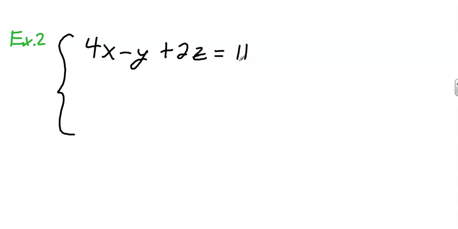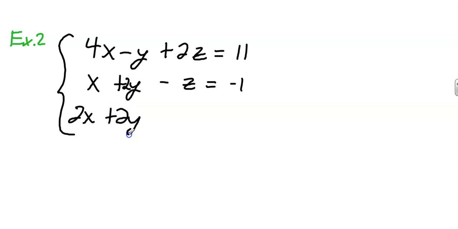So this one will go 4x minus y plus 2z equals 11. We'll go x plus 2y minus z equals -1. 2x plus 2y minus 2z equals 3z.